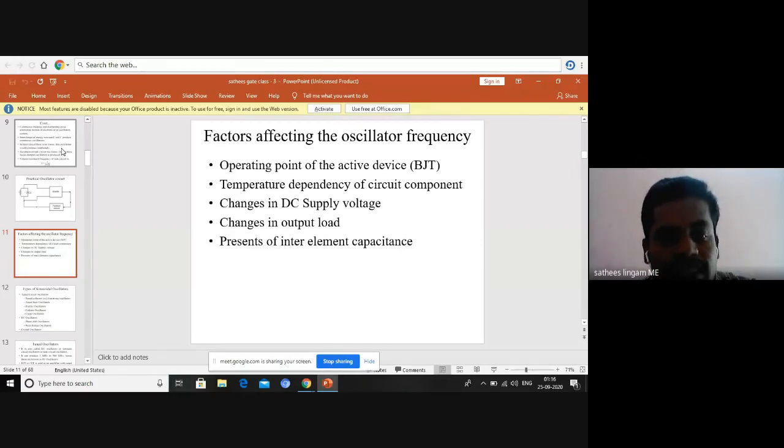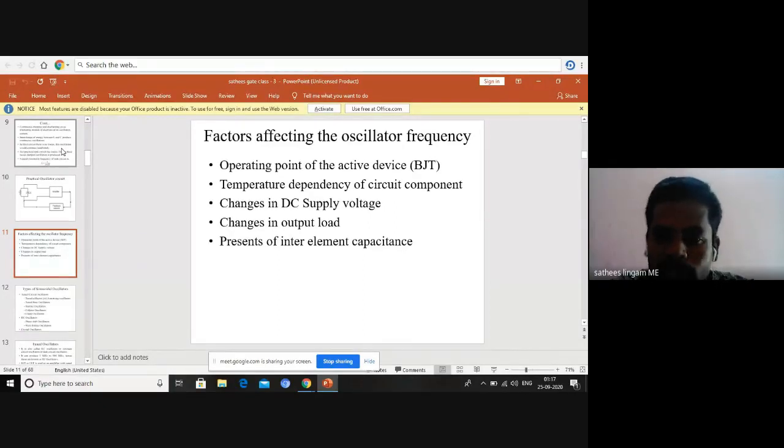The changes in DC supply. This thing we won't normally do. So the oscillator circuit VCC, we are pointing out VCC. In our amplifier mostly we are using VCC. Likewise here also we are using that. If you are using a BJT transistor, there surely we are using VCC. VCC is our DC supply.